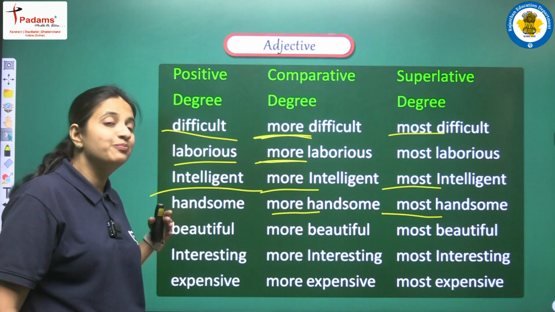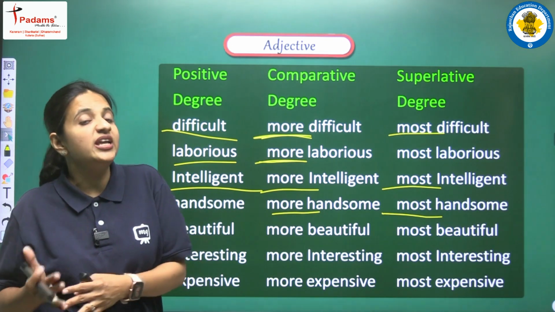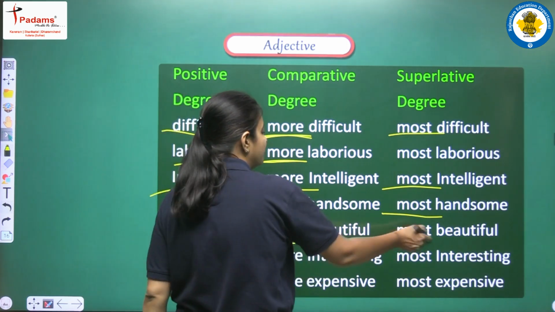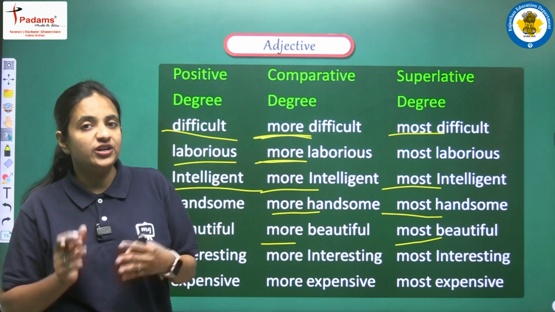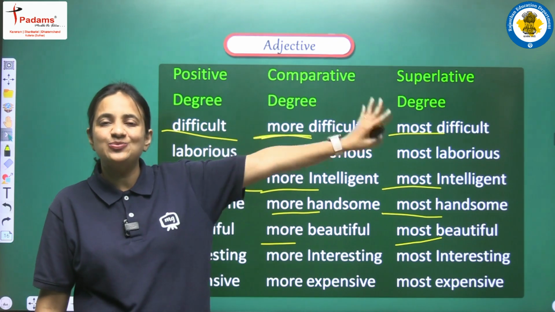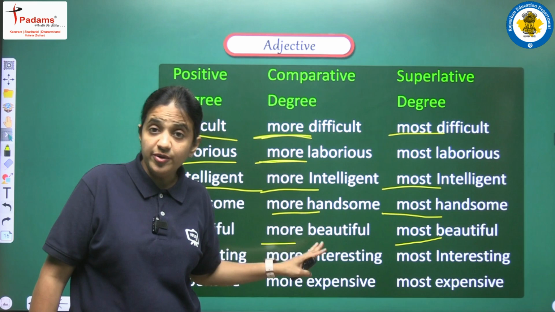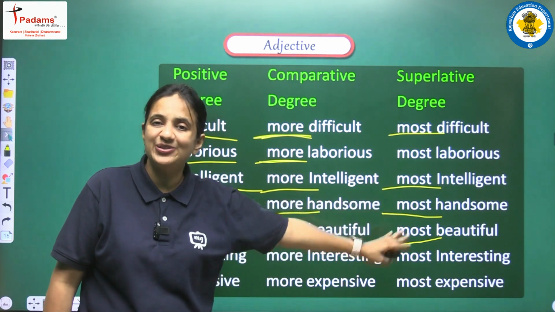Next we are having beautiful. So yes, beautiful, yes, it's a double syllable word. So for that we are adding more and most before it to have comparative and superlative degree respectively. So it will be beautiful, more beautiful and most beautiful.